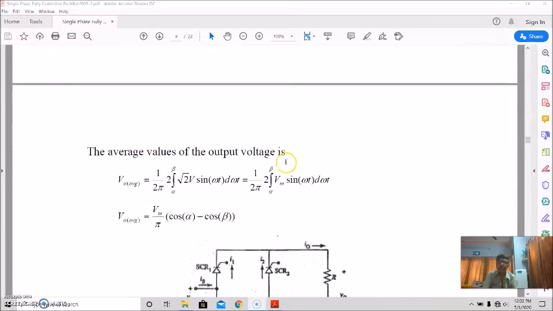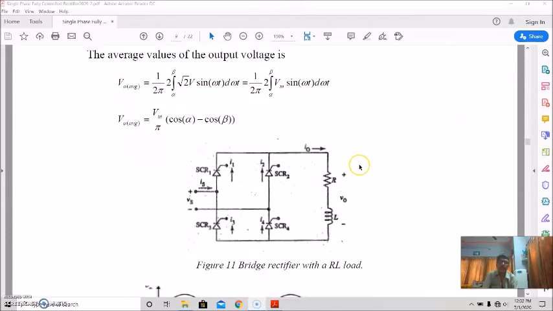Whatever be the case, the average value of the output voltage will be 1 by 2 pi, twice the integration over alpha to beta of Vm sin omega t d omega t, and that comes to Vm by pi into cos of alpha minus cos of beta.